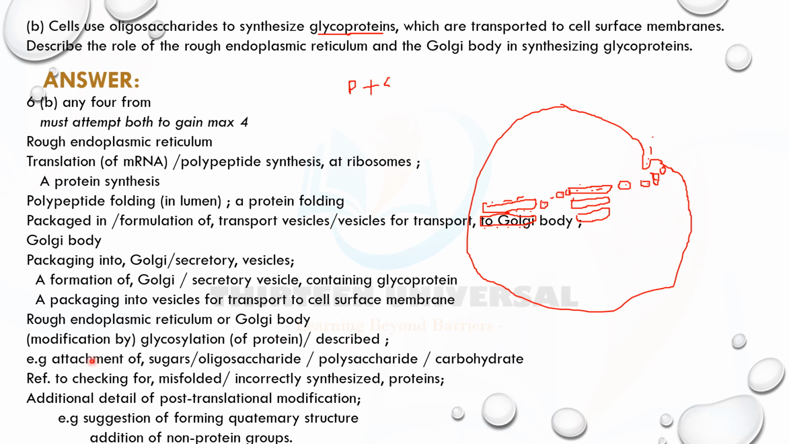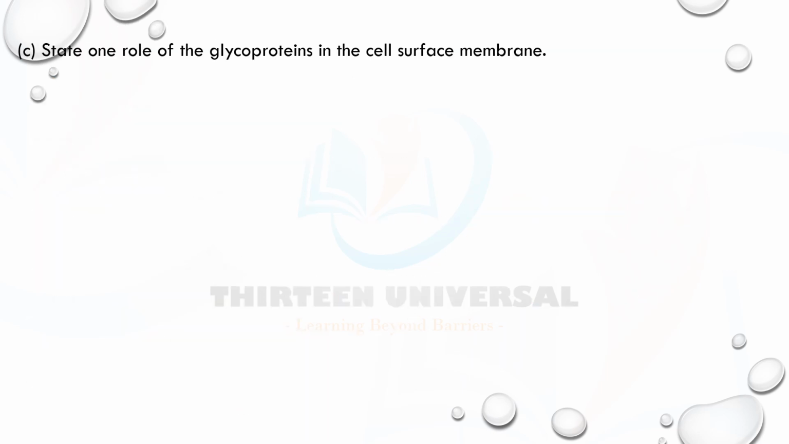Describe how that happens. Attachment of sugar or polysaccharide. Checking for misfolding. These are post-translational modifications. Also formation of quaternary structure, and addition of non-protein group, that's a prosthetic group. So that is done by Golgi, right? So guys, any question?